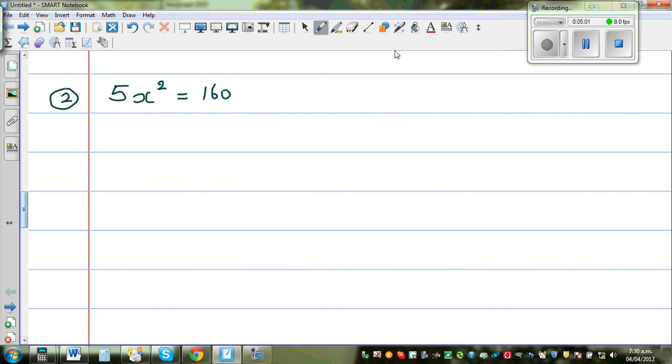5x squared. Okay, let me change this to 5x cubed. I want you to stop and try to do this yourself if you can. Hopefully you have done it. So what should we do? The first step: I'm going to write this as 5 times x cubed is equal to... I'm going to do this in a different way. Can I write this as a 5? Well, 5 times what is 160? So I'm going to divide 160 by 5.